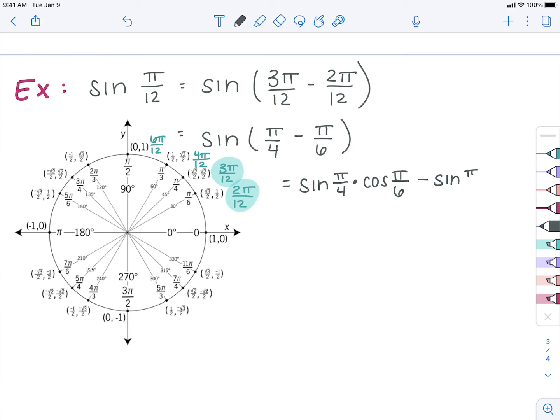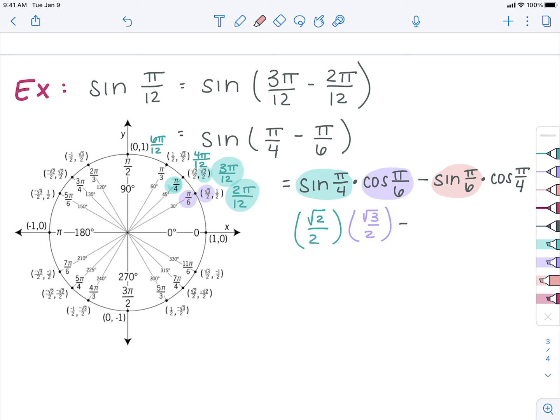Sine of pi over 6 times cosine of pi over 4. And then again, I go into my unit circle and I evaluate each one of these. So I say, okay, sine of pi over 4. Pi over 4 is right here. Sine is my y value. So root 2 over 2. Cosine of pi over 6. Here's pi over 6. Cosine is my x value. So root 3 over 2. Bring down my subtraction sign.